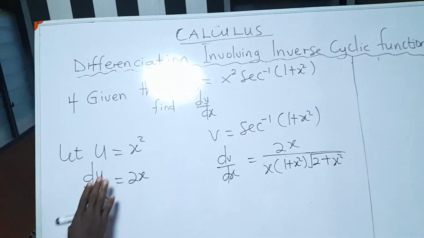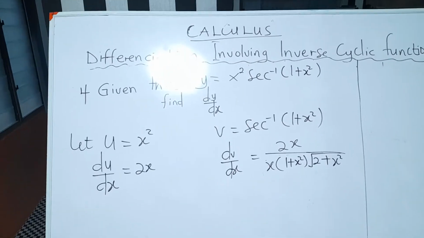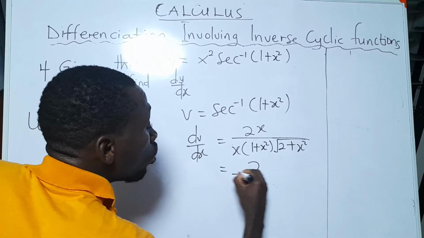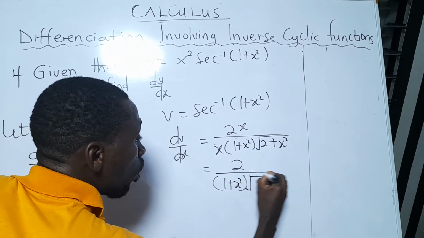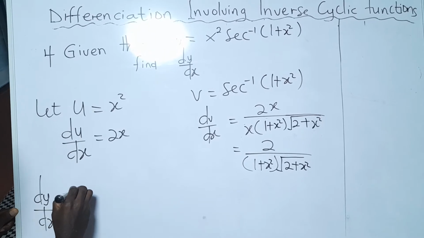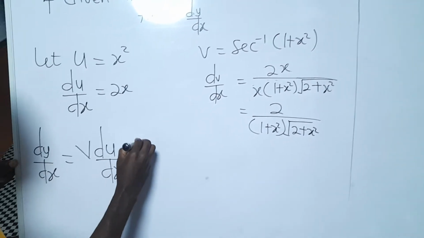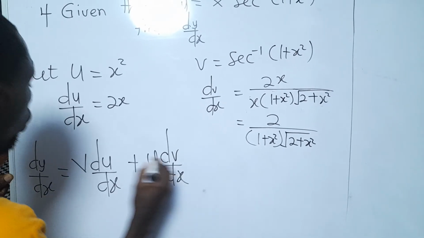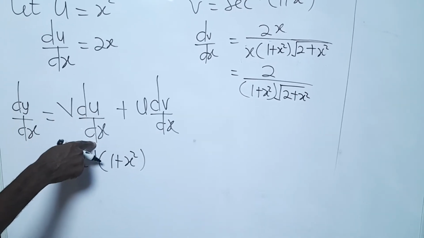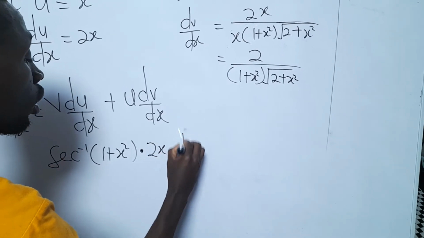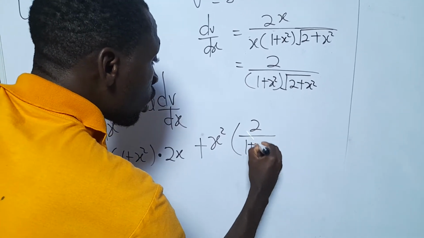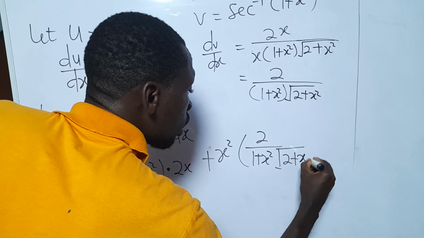So now, since we have found our du over dx and dv over dx, we can just substitute into the product rule to find our differential. See, this x can also divide that x, so we'll have 2 all over 1 plus x squared and the square root of 2 plus x squared. So our dy over dx from the product rule will be v du over dx plus u dv over dx. So what's our v? v is sec inverse of 1 plus x squared. Then our du over dx is 2x. So times 2x. Then plus u is x squared. Then our dv over dx is 2 over (1 plus x squared) root of 2 plus x squared.